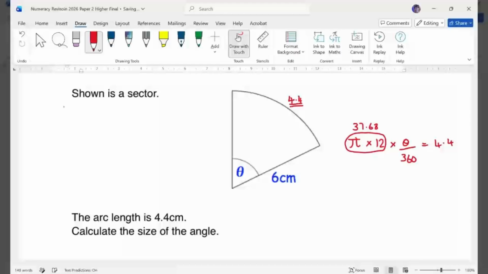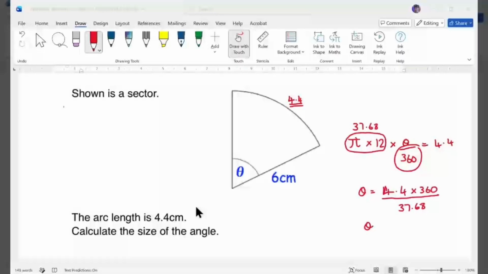Okay, to leave theta on its own, I need to take that answer, 4.4. The opposite of dividing by 360 is times 360. Then the opposite of times in 37.68 is to divide by 37.68. And I've done that in one step, right? So we will go 4.4 times, good news, you can do those in either order as well. So if you did take the times 37.68 over first, it won't matter. When you're multiplying and dividing, it doesn't matter what order you do them in, you're going to get the same answer. Okay, so we get the answer there, that the angle is 42 degrees.